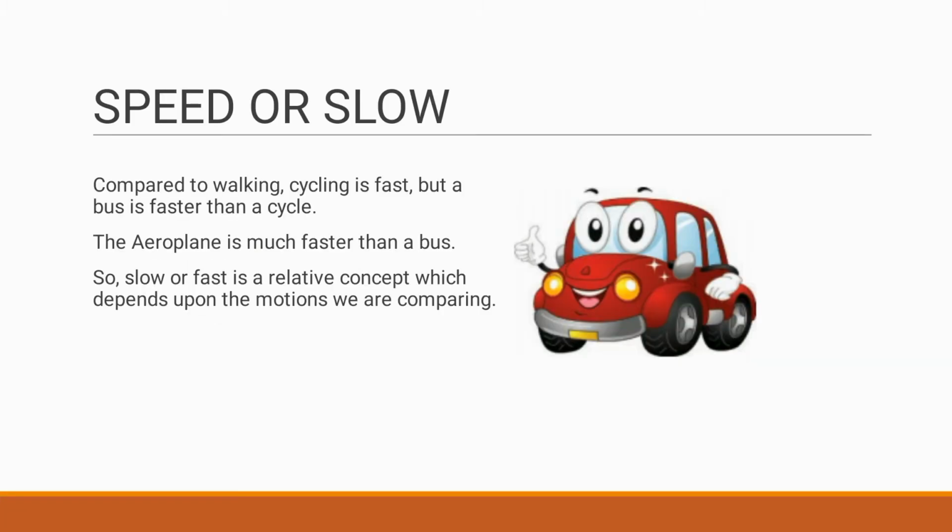So first, we will see about speed and slow. These two parameters are defined by comparison only. So we can say compared to walking, cycling is fast and bus is faster than cycle and aeroplane is much faster than bus. So here the speed of walking, cycling, bus and aeroplane is compared. So fast or slow, it is a relative concept and it depends on the comparison of motion.